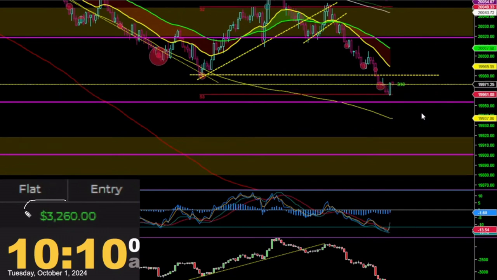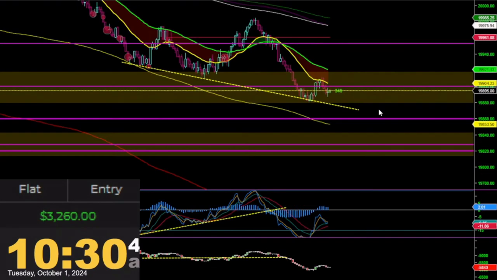Right, that was it for that one. That was a good trade. All right, so my next trade comes in about 20 minutes later. I'm waiting for a strong candle to come in.